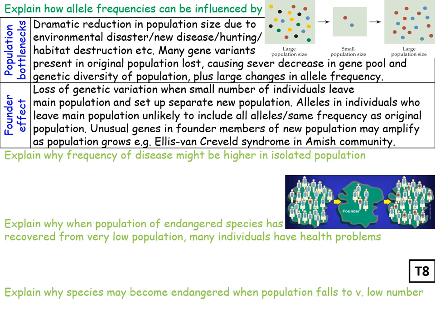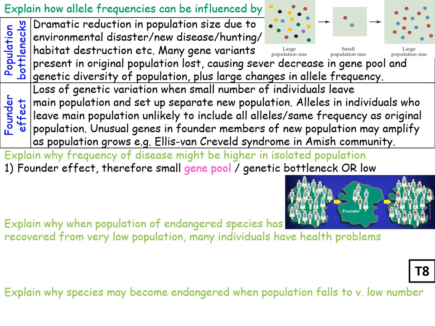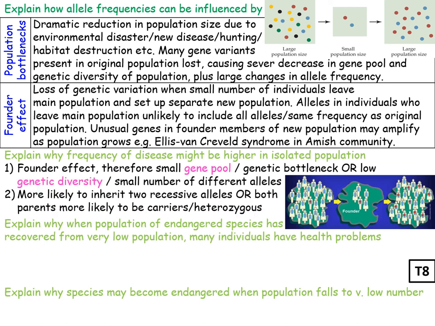Explain why the frequency of disease might be higher in an isolated population. So there could be a founder effect, therefore there'd be a very small gene pool or a genetic bottleneck or low genetic diversity or small number of different alleles. Therefore, you're more likely to inherit two recessive alleles, or both parents are more likely to be carriers or heterozygous.